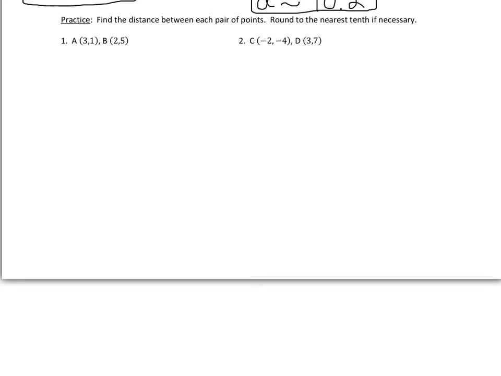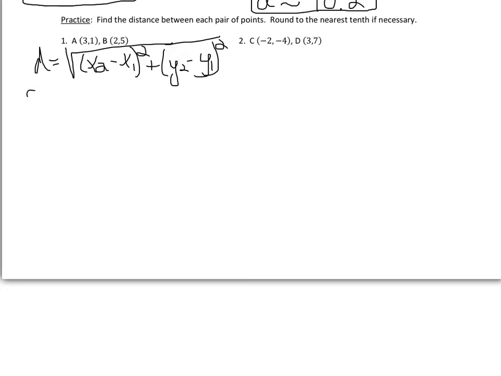We're going to start with writing our distance formula. The distance is equal to the square root of the difference of the x's squared plus the difference of the y's squared. Square that, add them together and take the square root. So when I subtract the x's, I'm going to do 2 minus 3 squared plus, when I subtract the y's, 5 minus 1, squared.